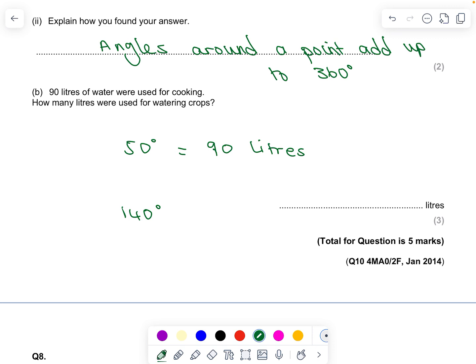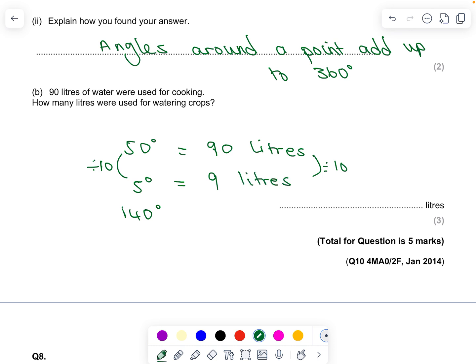So hopefully some of you divided this by 5. Actually, is that an easy way? No, actually I'm going to divide by 10, I think. I'm going to divide by 10 because I think it's a nicer number. I'm going to divide by 10 to give me 5 degrees, and I must divide this by 10 as well. So 5 degrees represents 9 litres.